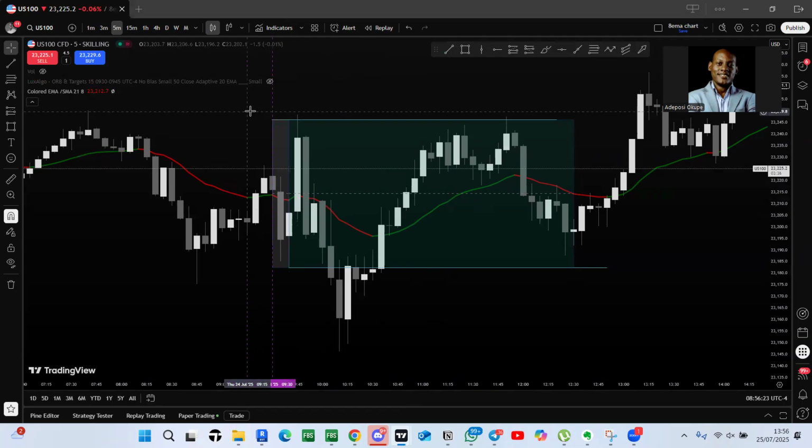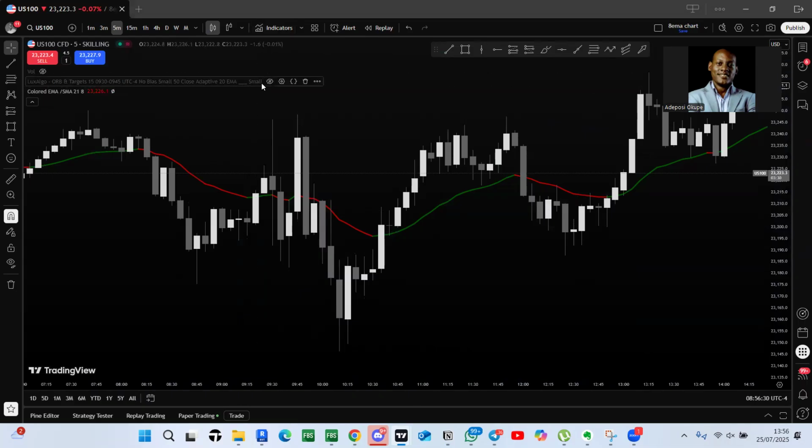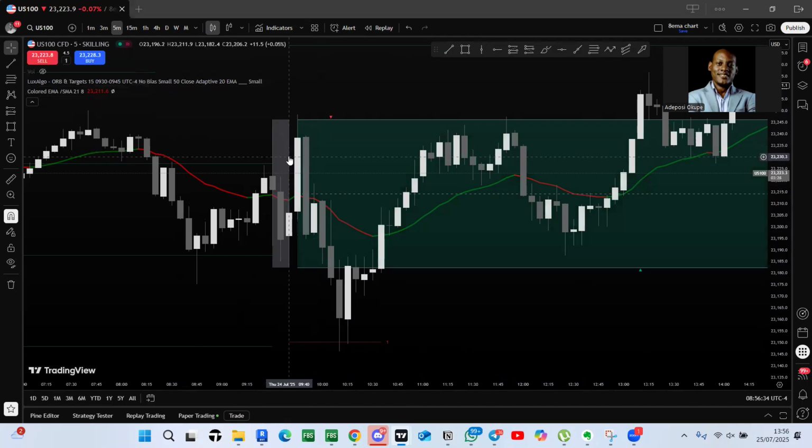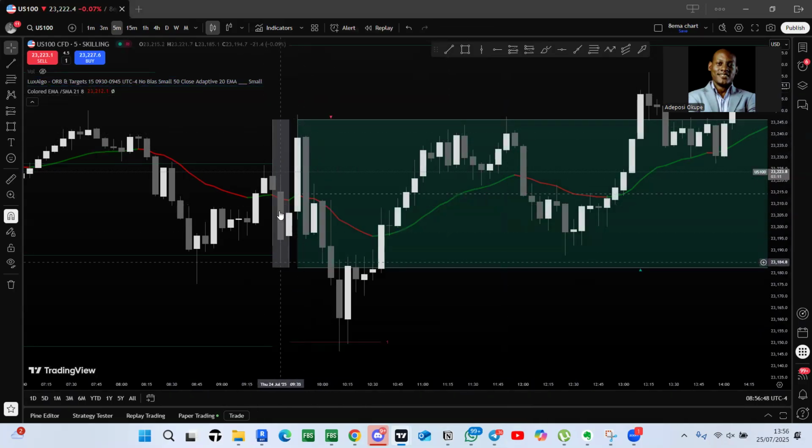So if you are not using the manual lines, just go to indicators and look for ORB. So I have this Lux Algo ORB. I just make sure I set it to 15 minutes here in the settings. Settings is right here. And I put the time 9:30 to 9:45 UTC -4, you see? So it marks the range for me and then it extends the lines for me.